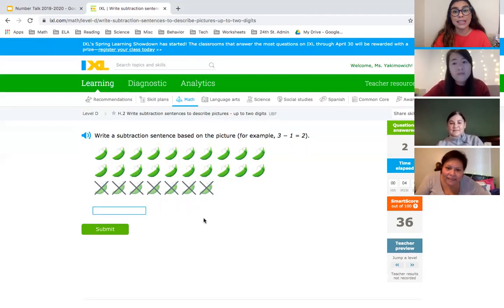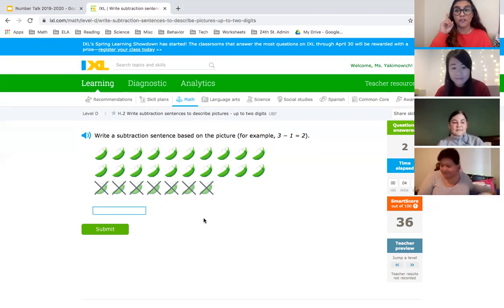So boys and girls and friends at home, remember that this is a great strategy to make sure that we are clearly explaining to other mathematicians how we're doing our work. And this one actually is going to ask us to create the number sentence for them. So we're not choosing a number sentence. We're actually going to create the number sentence ourselves.